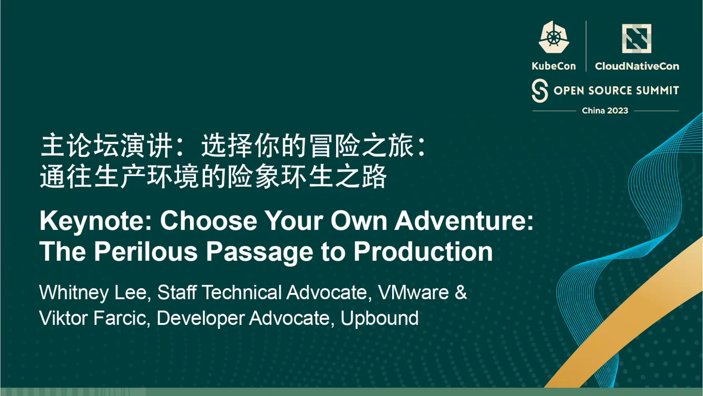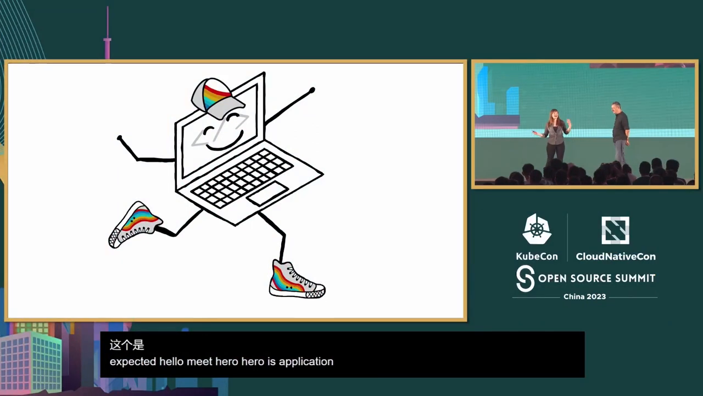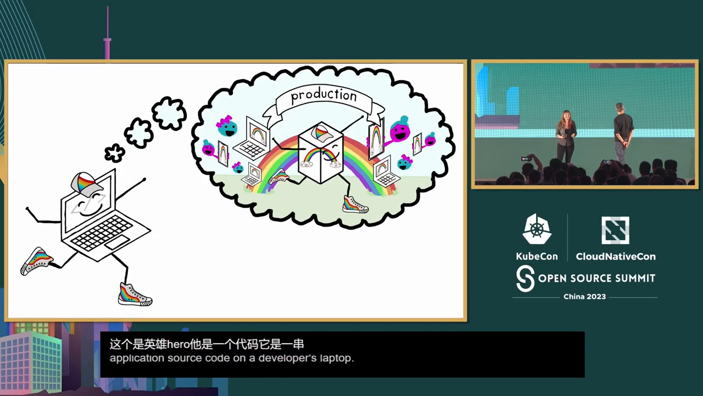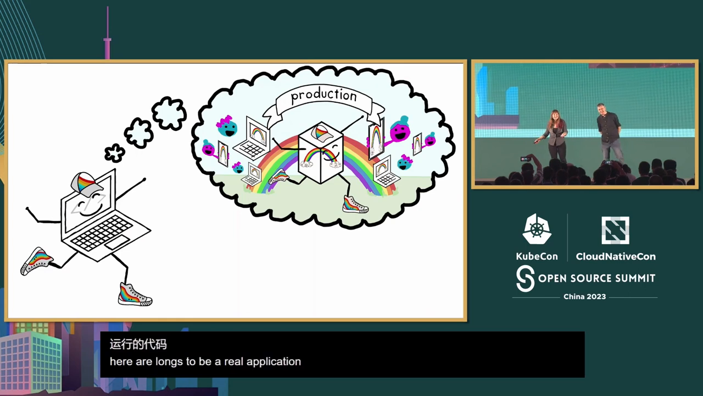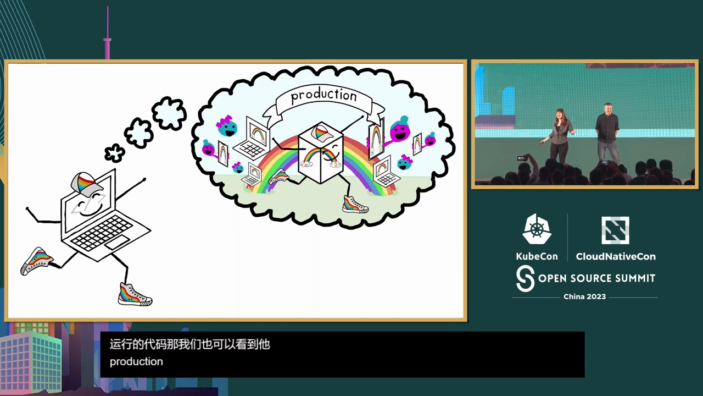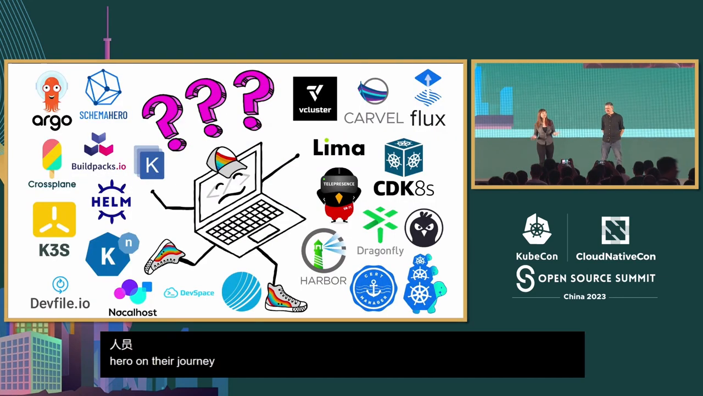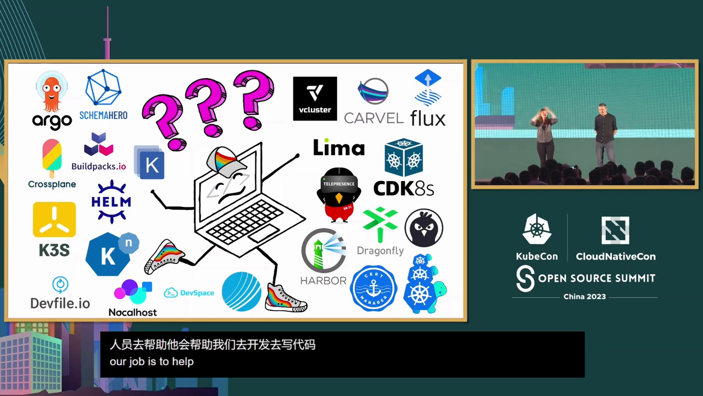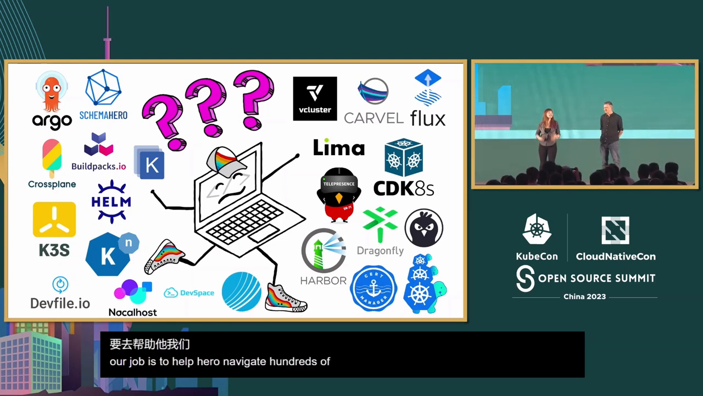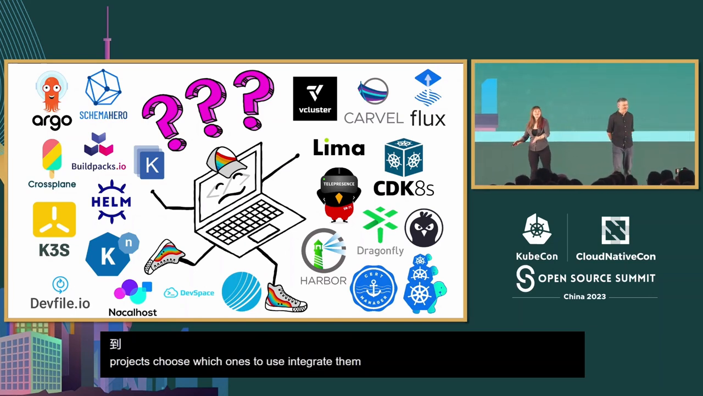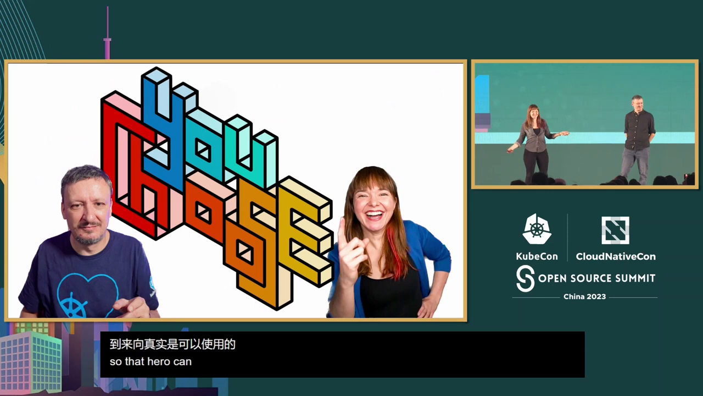Hello, meet Hero. Hero is application source code on a developer's laptop. Hero longs to be a real application running in production, serving end users, and we're going to help Hero on their journey. Our job is to help Hero navigate hundreds of CNCF projects, choose which ones to use, and integrate them so that Hero can live their dream.